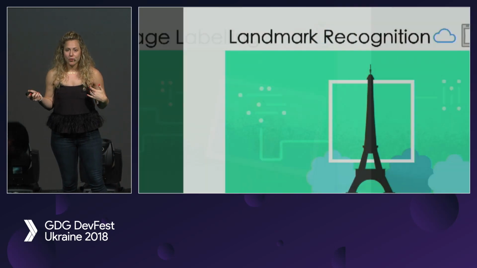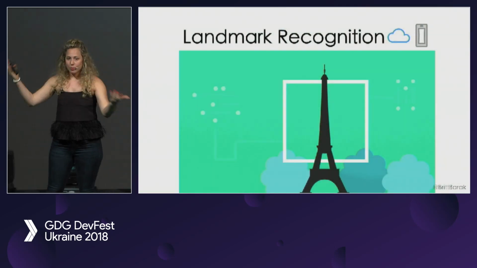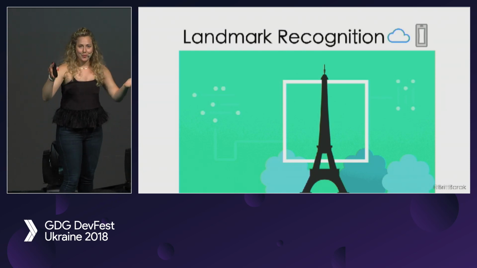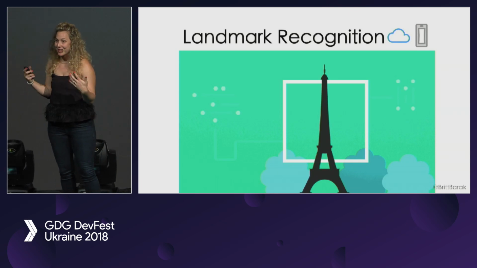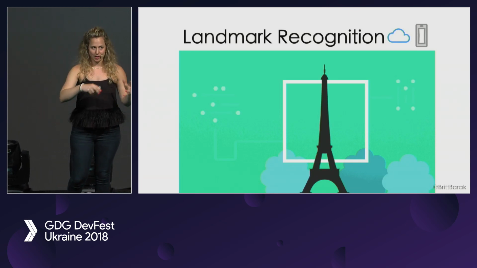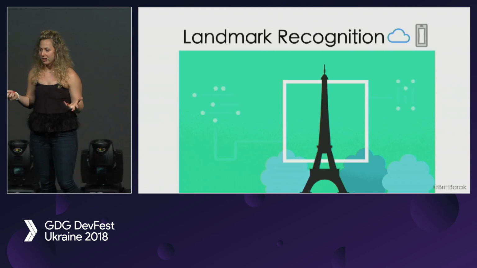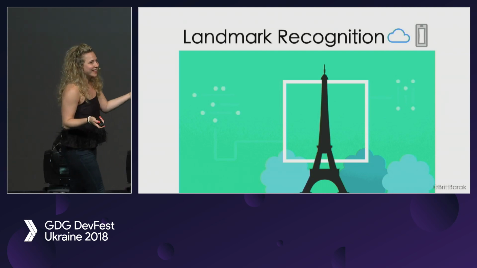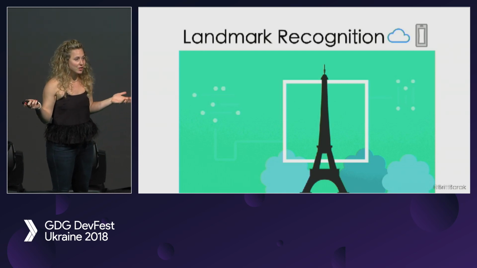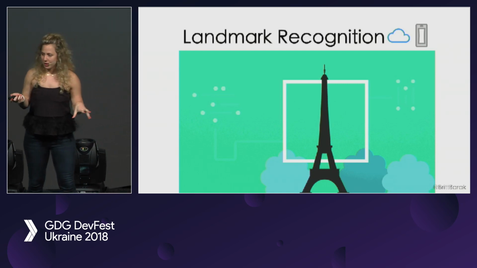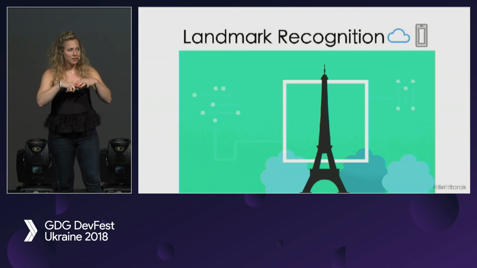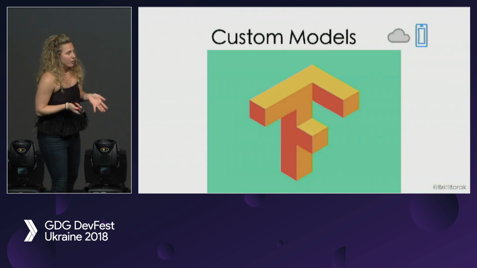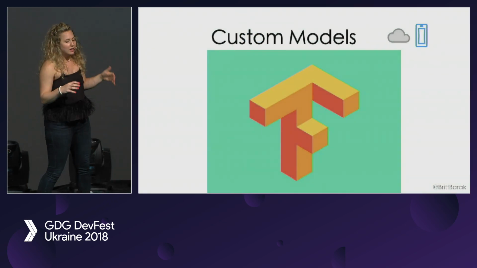And actually, if we have landmarks in the picture, so famous sites and stuff like that, we can even get more information, like the geolocation. So we can get even more information about the landmark, the place, the location that is in the image.